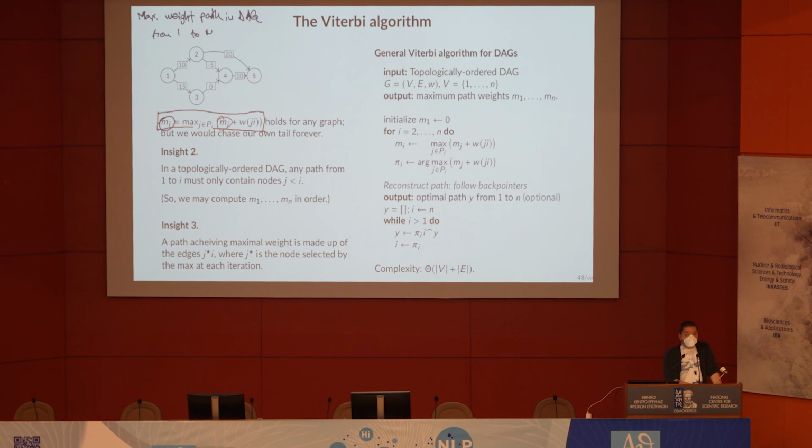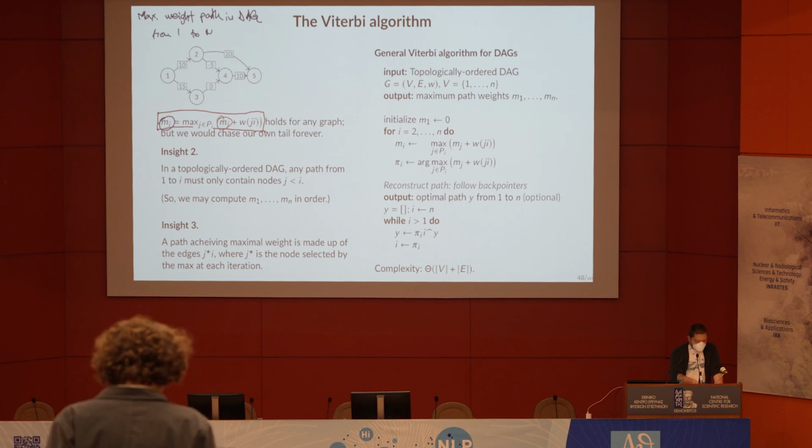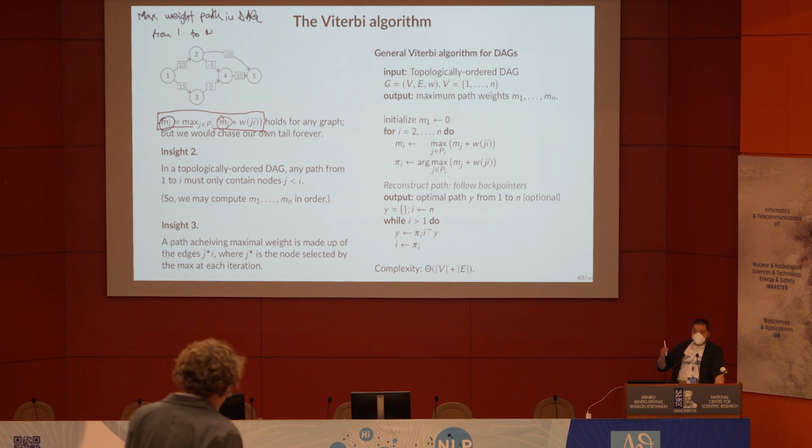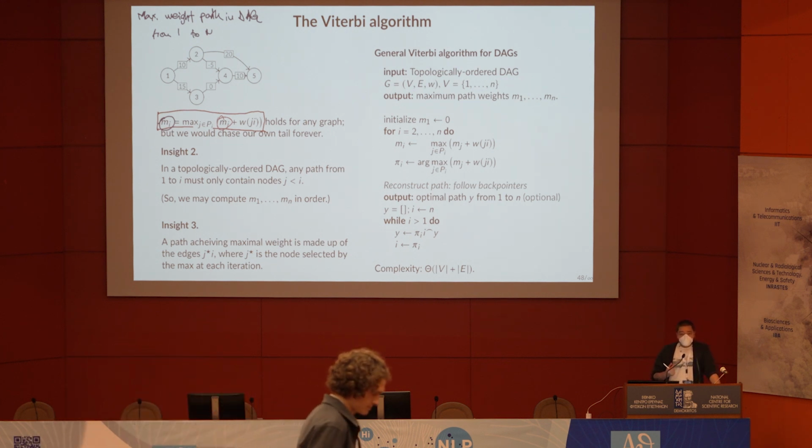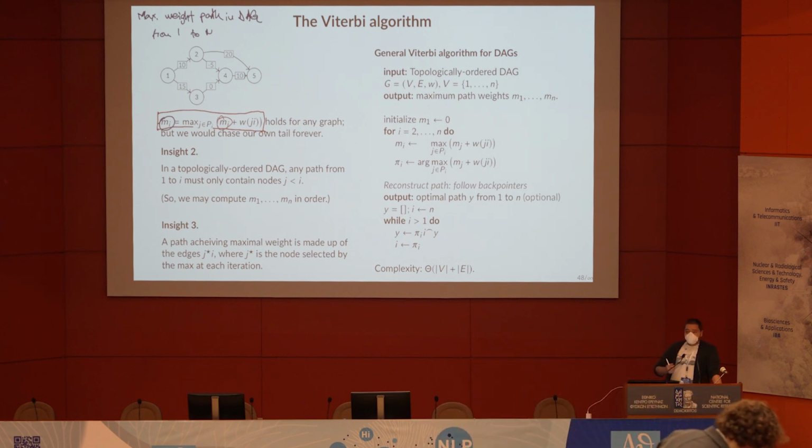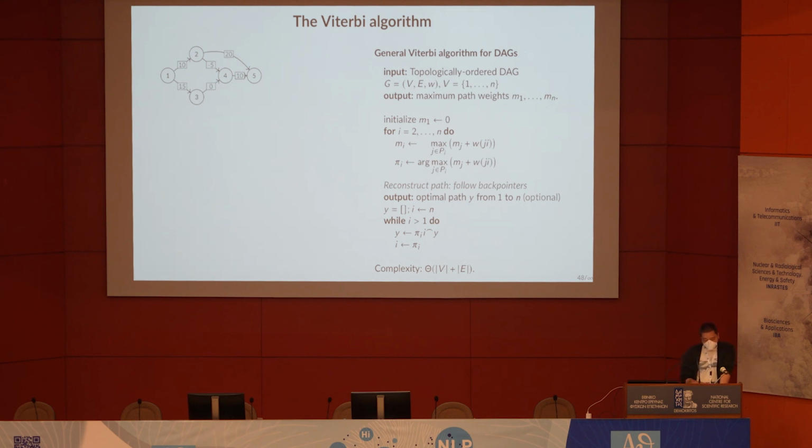So this is an observation that holds in any graph, but then on top of this, we observed that in a directed acyclic graph, if we process the nodes in topological order, we always have these Mi's already computed for us, because to compute Mi, you only need M1 up to Mi-1 to have them already. So then the third insight was that we can also reconstruct the path backwards. That's a bit harder to see without an example.